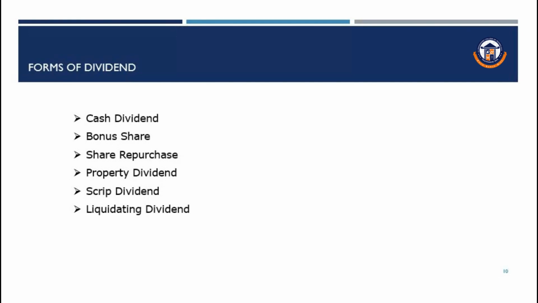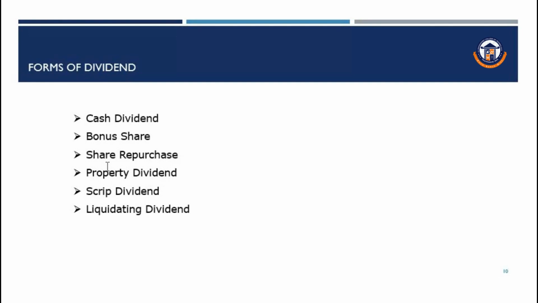In the forms of dividend, we have 6 methods. The first one is a cash dividend. The cash dividend is the most common form. The shareholders receive cash for each share. Then the second one is a bonus share. A bonus share is also called a stock dividend.